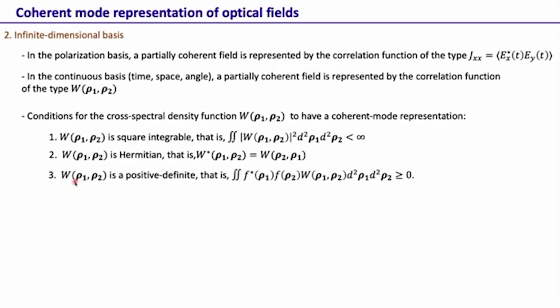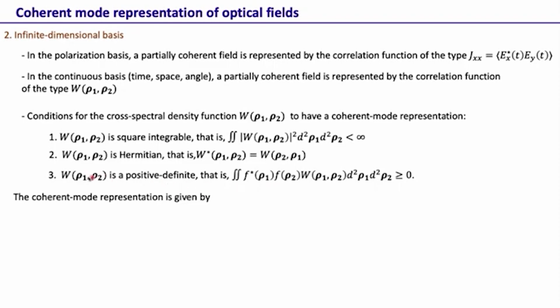And the last is that W, the cross-spectral density function, has to be positive definite, and this time it is written in terms of an integral. So f star(rho1) f(rho2), this is replacing the a_i a_j we had in the case of finite dimensional, and this integral of W(rho1, rho2) has to be greater than 0.